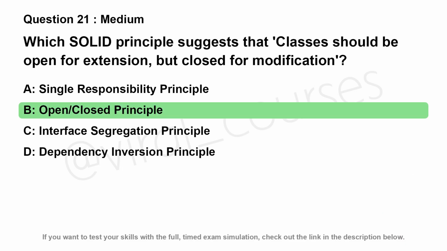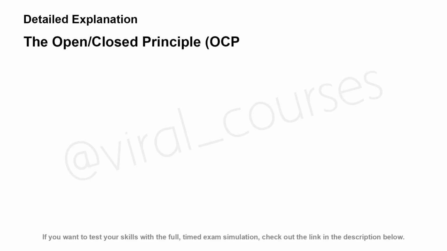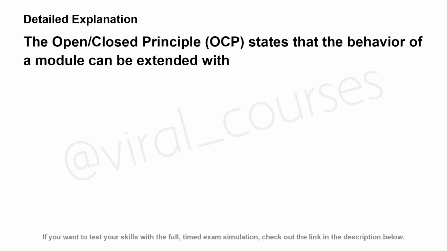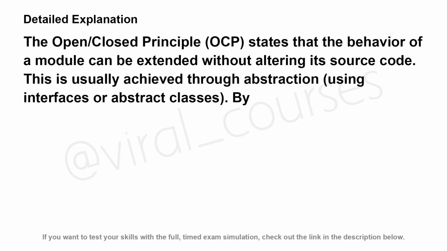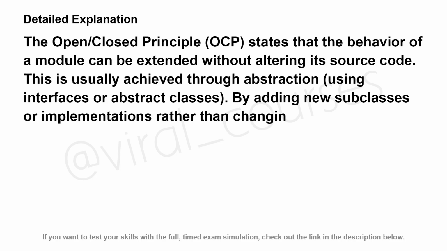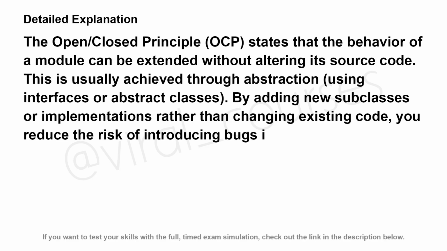The correct answer is B. The open-closed principle, OCP, states that the behavior of a module can be extended without altering its source code. This is usually achieved through abstraction, using interfaces or abstract classes. By adding new subclasses or implementations rather than changing existing code, you reduce the risk of introducing bugs into tested, working code.